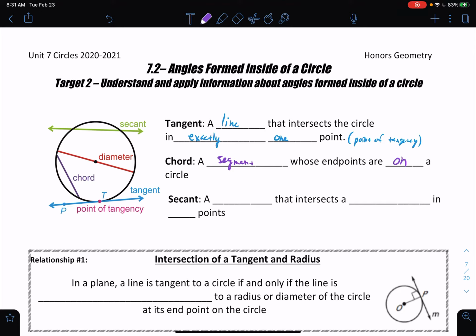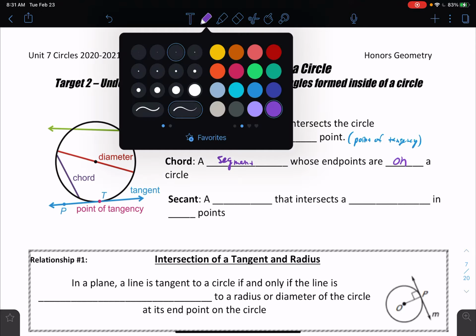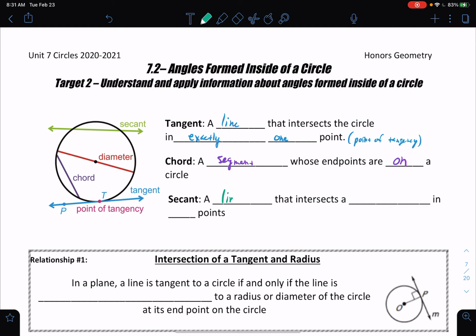And then lastly, we've got a secant. A secant is a line that intersects a circle in two points. So a secant is basically if a chord was a line. If it was coming from outside the circle, hit our circle once, went through our circle, hit it again, and then kept going. All right, so the difference between a chord and a secant is that a chord is a segment and a secant is a line.